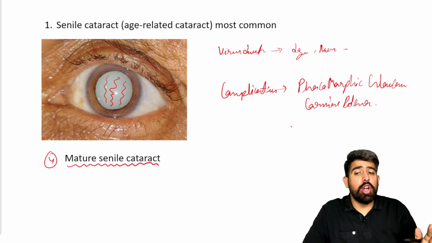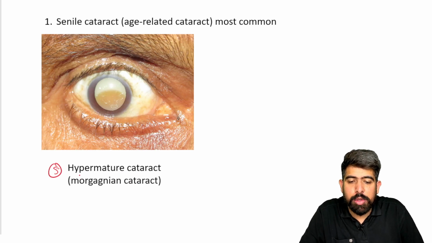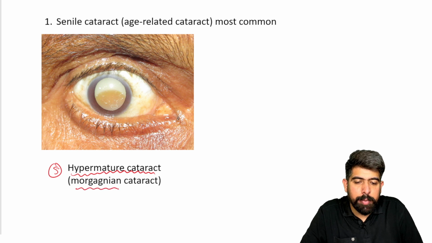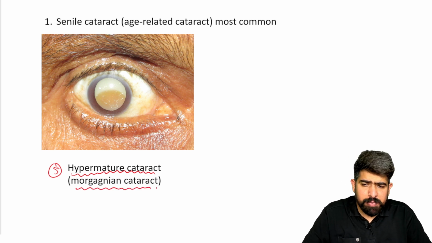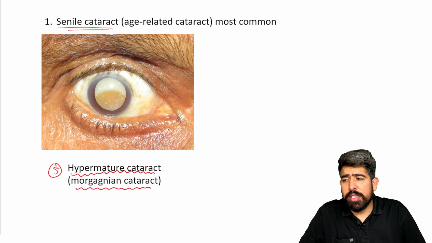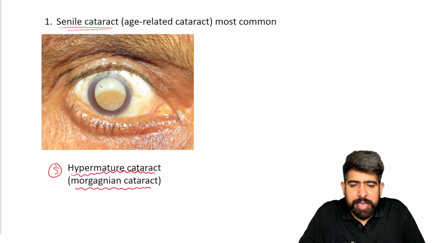Now, if the patient is not treated in this mature senile cataract stage also, the patient will land up in the hypermature Morgagnian cataract, which is a kind of fully mature cataract. So what will happen? Your cortex will get liquefied.